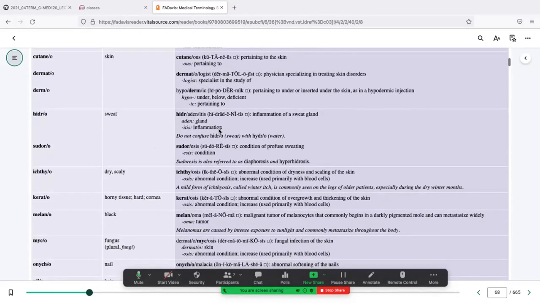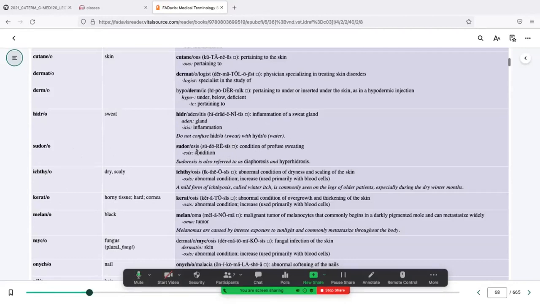Hidradenitis, inflammation or infection of your sweat glands. Adeno, gland, hidr, sweat. Hydro is water, but sweat is water and some other stuff. So hidro, H-I-D-R-O, sweat. Hydro, H-Y-D-R-O, water. Doesn't that look like a beautiful both A and B question that I could try to confuse you with? Hint, hint.